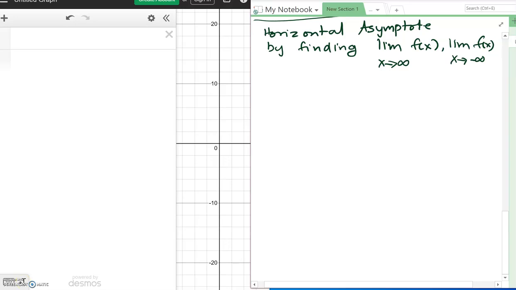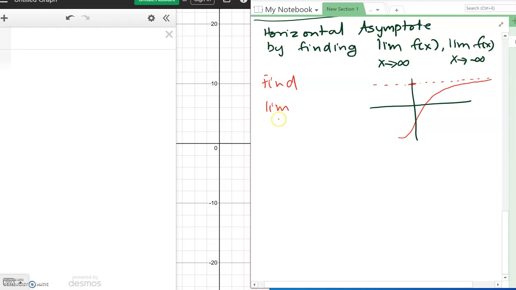Okay, so now we're going to see how to identify horizontal asymptotes. Horizontal asymptotes are, if you have a graph that stabilizes or becomes horizontal at some height, then that height, that y value, is the horizontal asymptote. So the y value stabilizes to that height, and if such a height exists, then a horizontal asymptote exists.